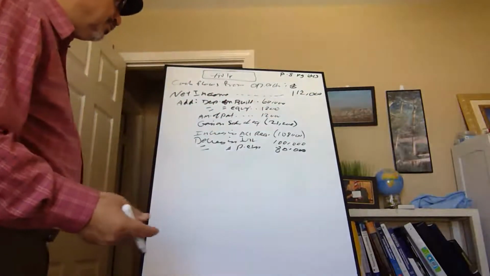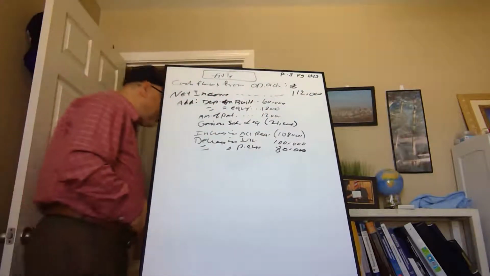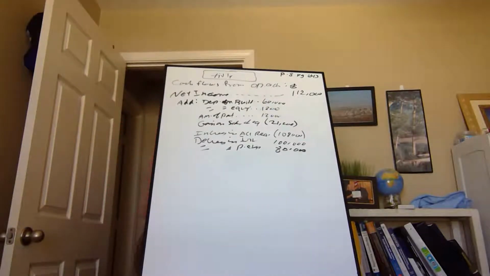Okay, now we go to current liabilities. Let's take a look at current liabilities. Okay, we do have accounts payable, and we have notes payable. It says it is current. And then we have accrued liabilities. We have 3 liabilities.